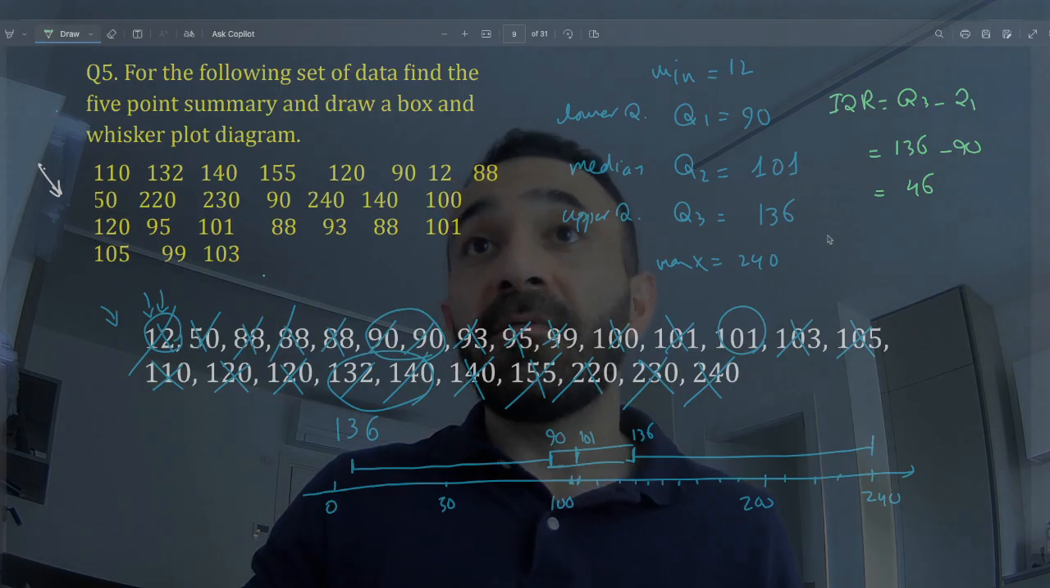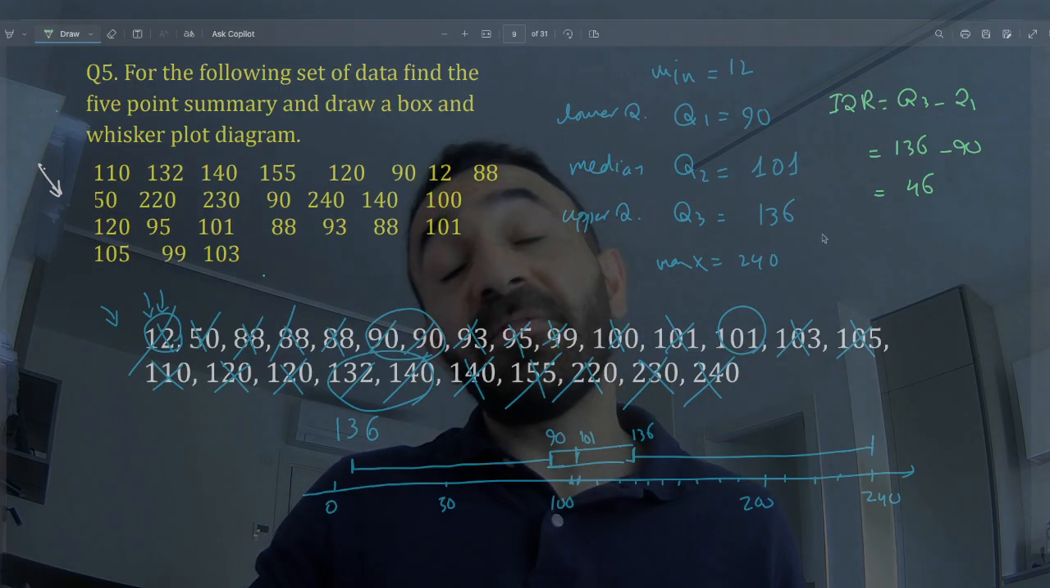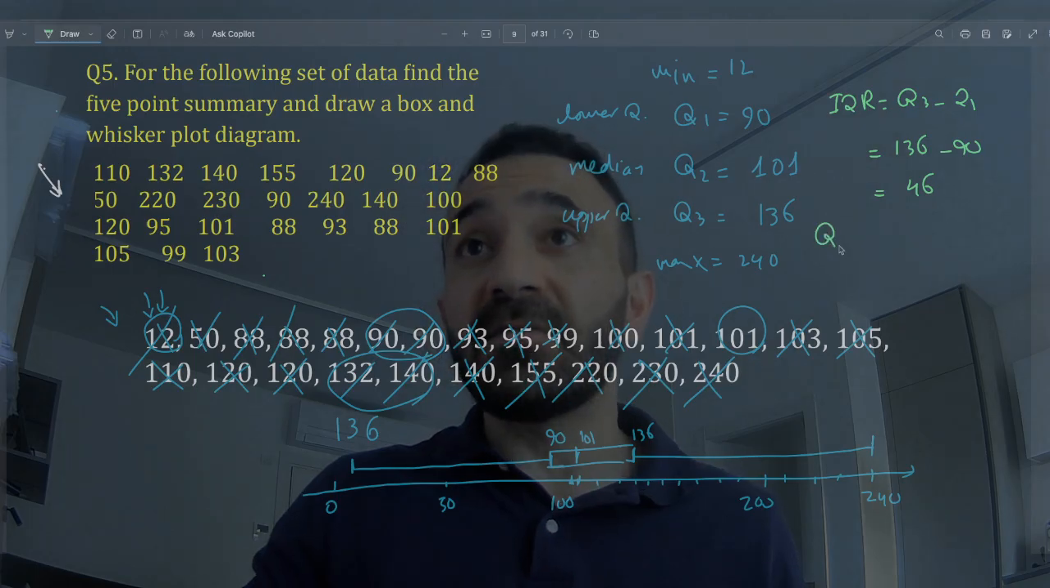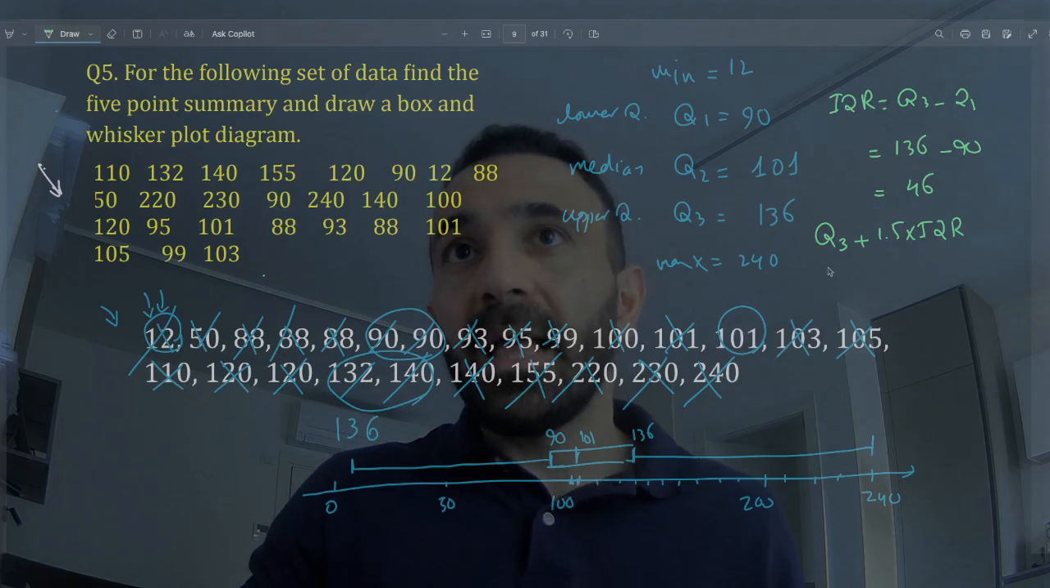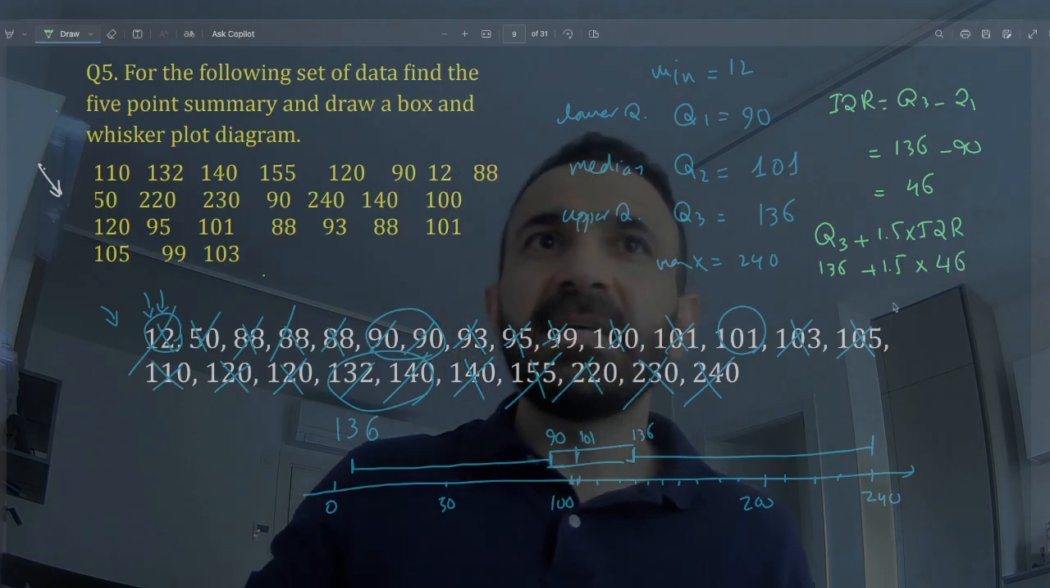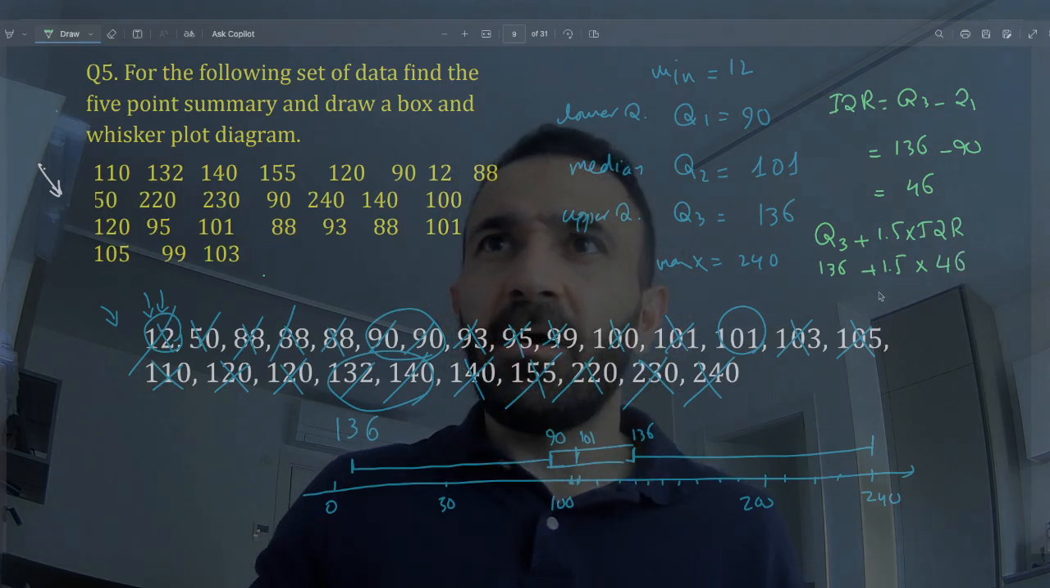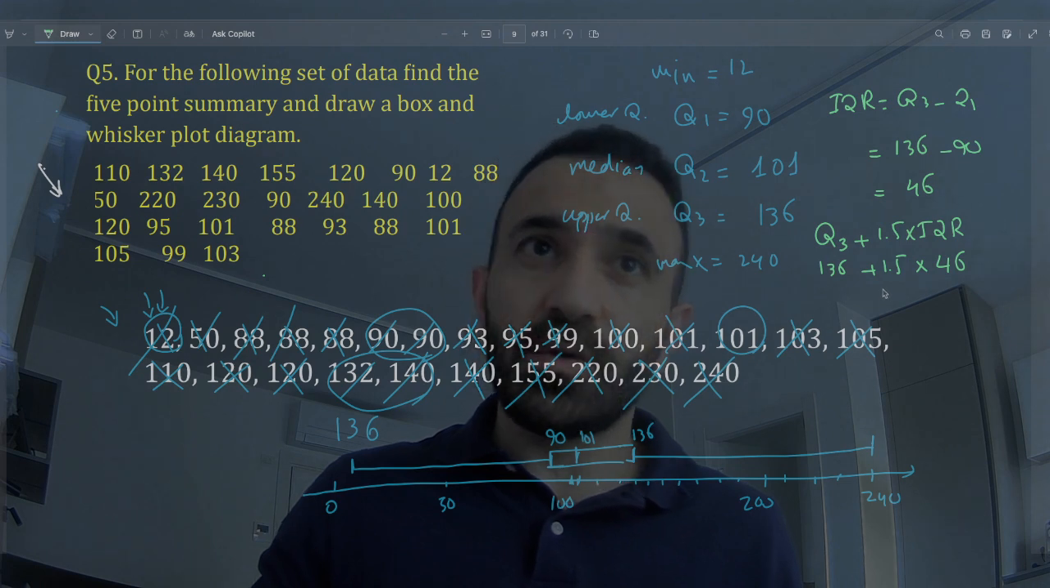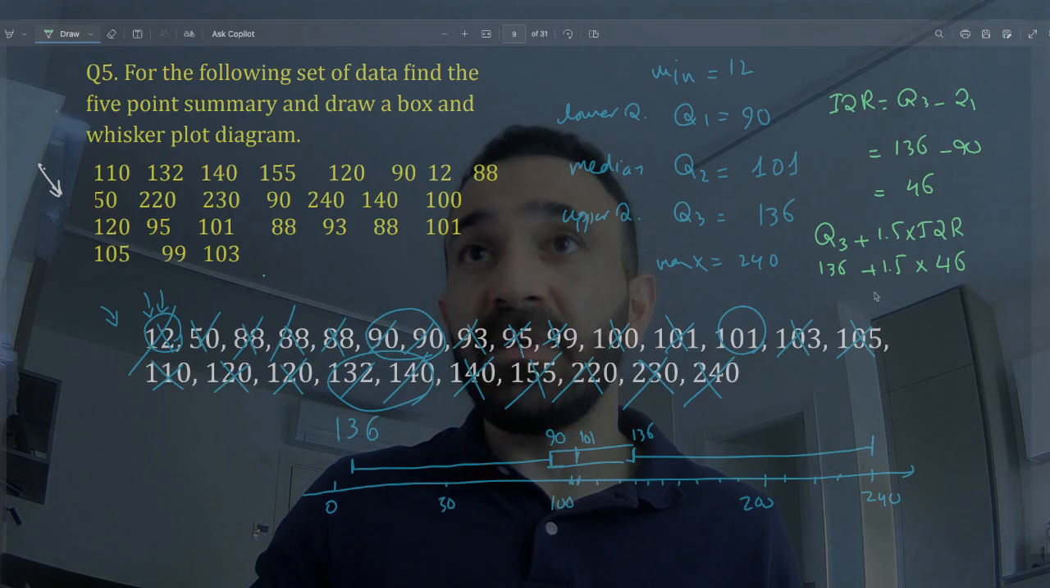Then you're going to find the upper fence and the lower fence. What is the upper fence value? Q3 plus 1.5 times the interquartile range, which is 136 plus 1.5 times 46. We are almost sure, not very sure actually, so let's find it with the calculator.